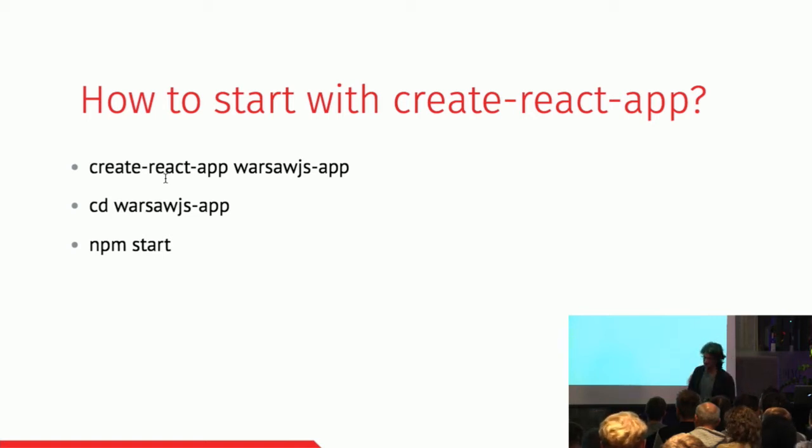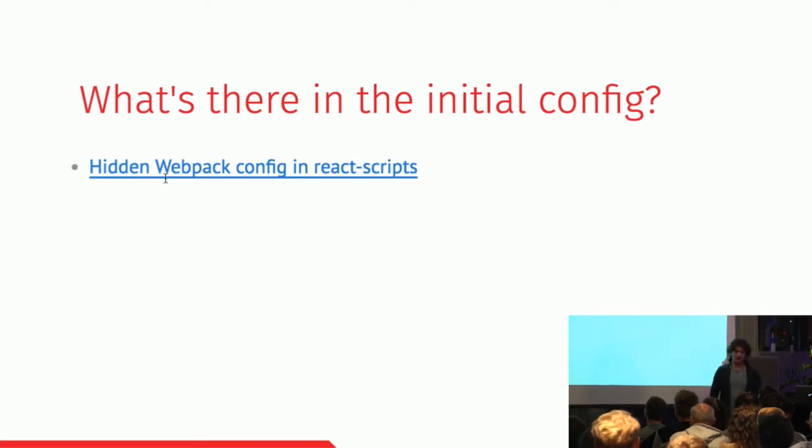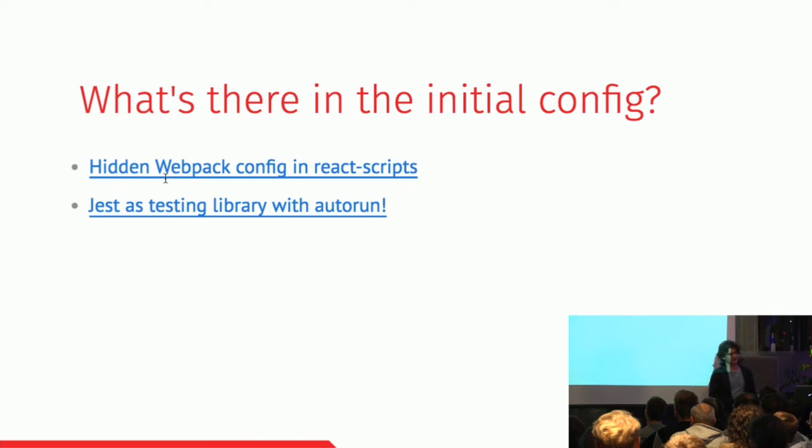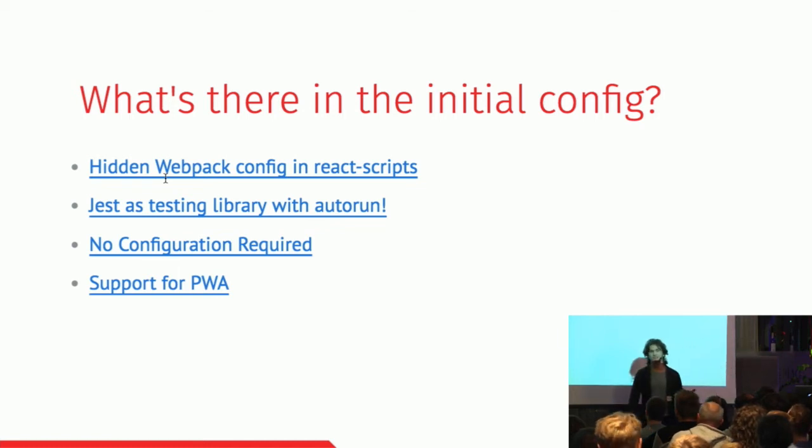Create React App solves it partly, because it doesn't force you to do a React app in only one way. You can of course change the settings, but it's very easy to set up. If you have Create React App installed, it's just a second and you will have it. And what's there in the initial config? We have hidden Webpack configuration. So if you haven't configured Webpack and you don't want to learn it, that's the best way. And I like the test runner. It runs tests automatically every time you save your app, so it saves some time. And no actual configuration is required. And support for PWA, this technology that Piotr mentioned.